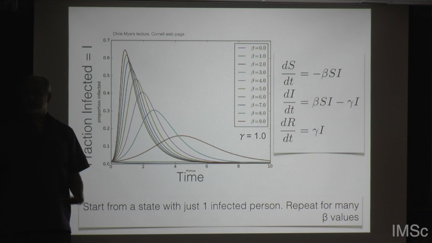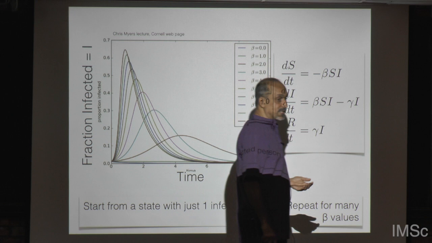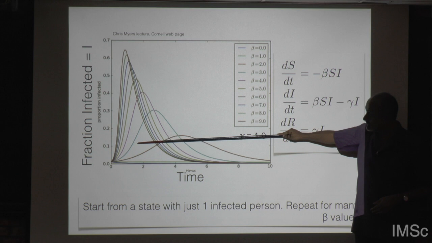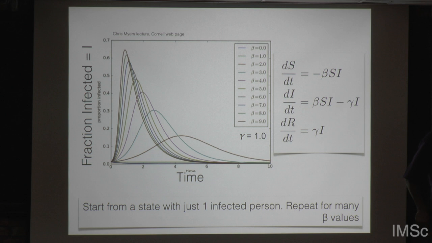So if I was thinking about a particular disease, it would obviously be very important to me to ask: are the Ebola cases representative of this curve or this curve or this curve? Because that will tell me what peak value I can expect, and what fraction of the population I can expect to be affected as a consequence of this data.